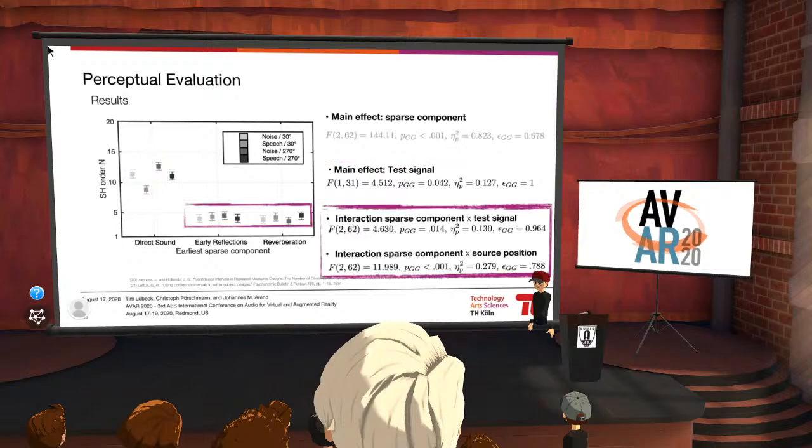And we see that the dependency on the test signal seems to vanish for the later parts of the BIR, and this is supported by the ANOVA. We found an interaction effect of sparse component and test signal, and the same applies for the sparse component and source position. So for the later parts of the BIR, the sound source position seems to be not that important anymore.